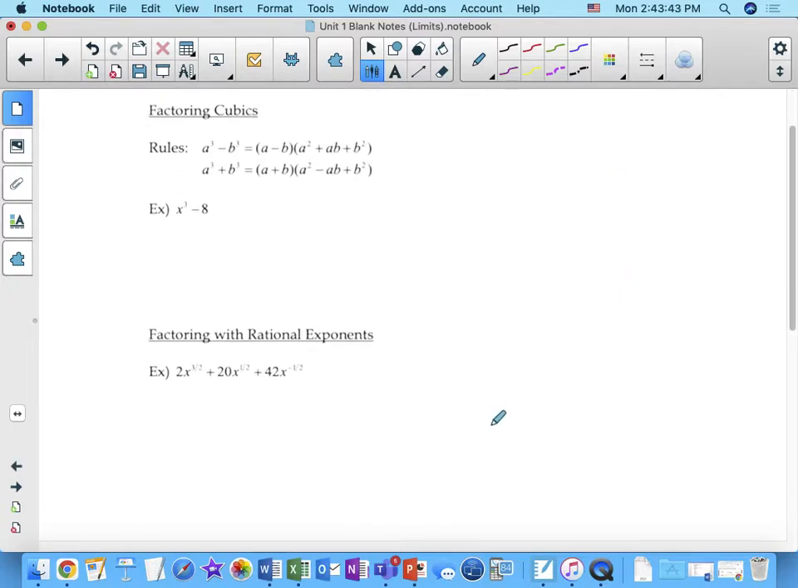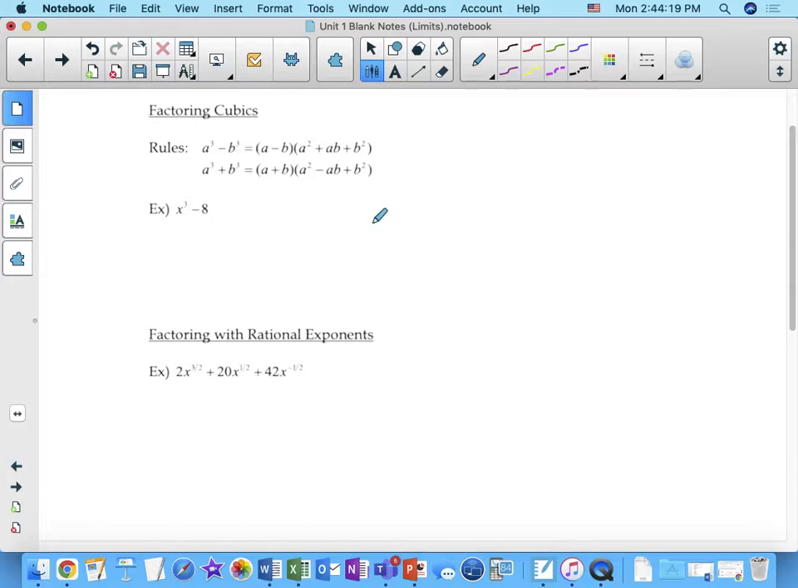Let's move on to cubes. I've got some general rules down here. Have you guys seen these before? a cubed minus b cubed equals a minus b times a squared plus ab plus b squared. Or a cubed plus b cubed equals a plus b times a squared minus ab plus b squared. Have you guys seen that before?